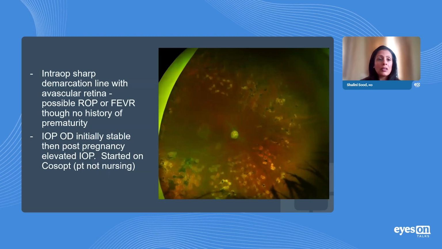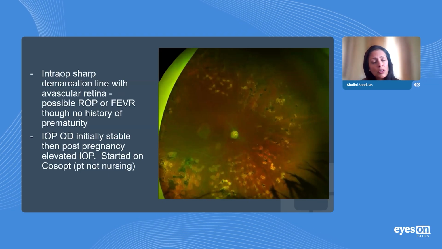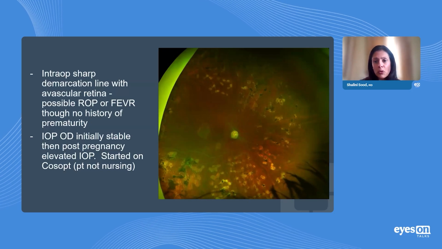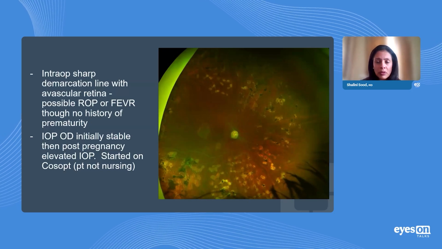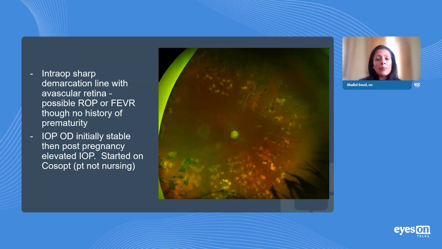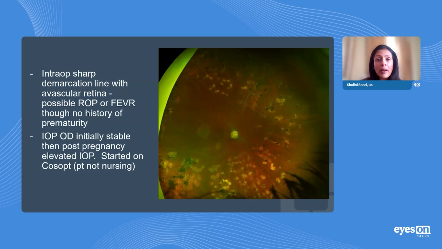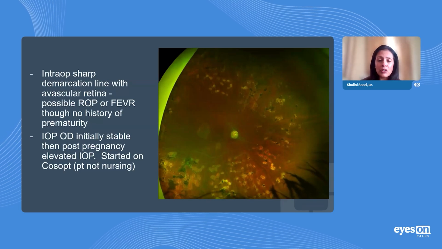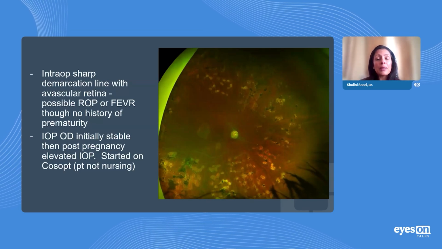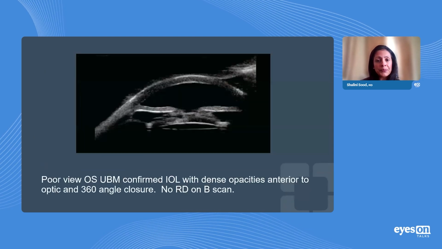Intraoperatively, the retina surgeon noted a sharp demarcation line with avascular retina. So there was a question of whether this patient may have had ROP or FEVR, though the patient reported not having a history of prematurity. After the placement of the AMED, her pressure was initially stable throughout her pregnancy, but following pregnancy, her pressure started to creep up. Because she was not nursing, we felt comfortable with starting Cosopt.